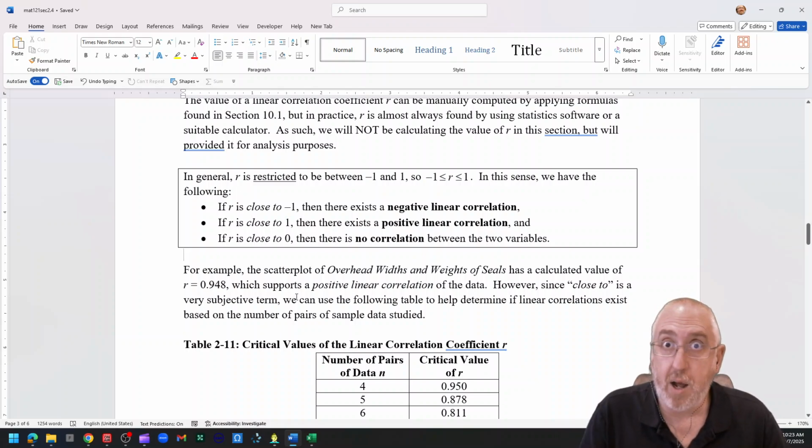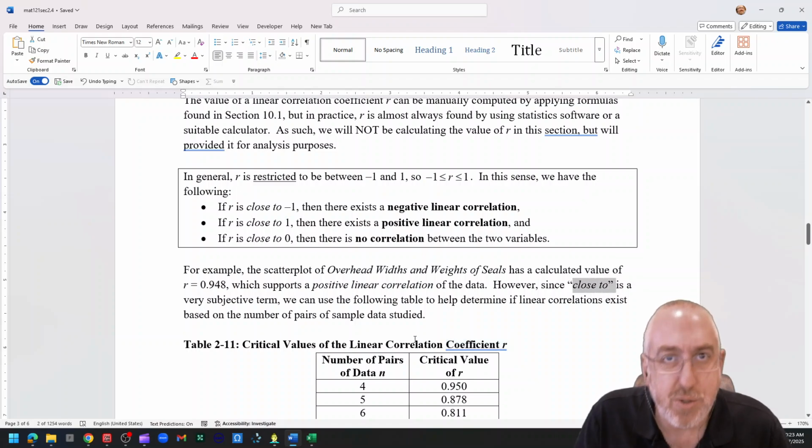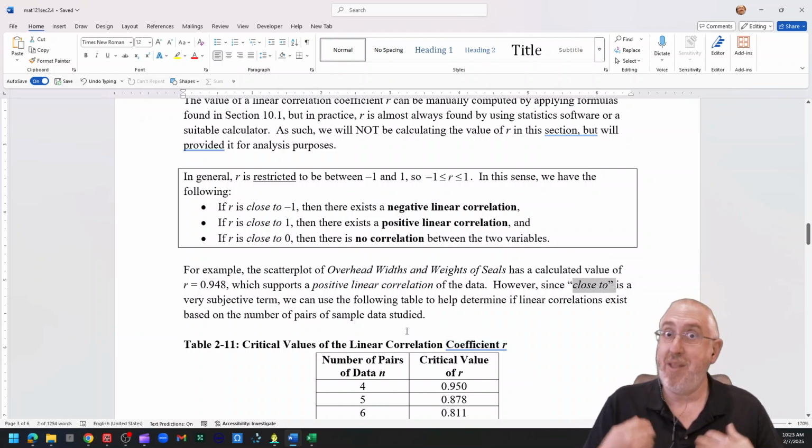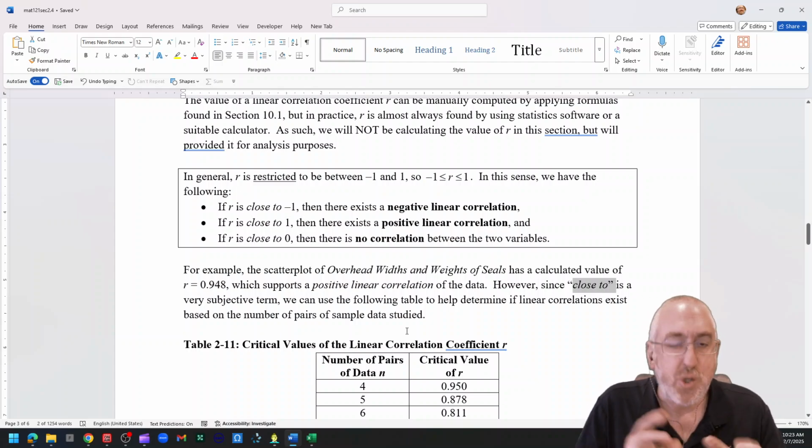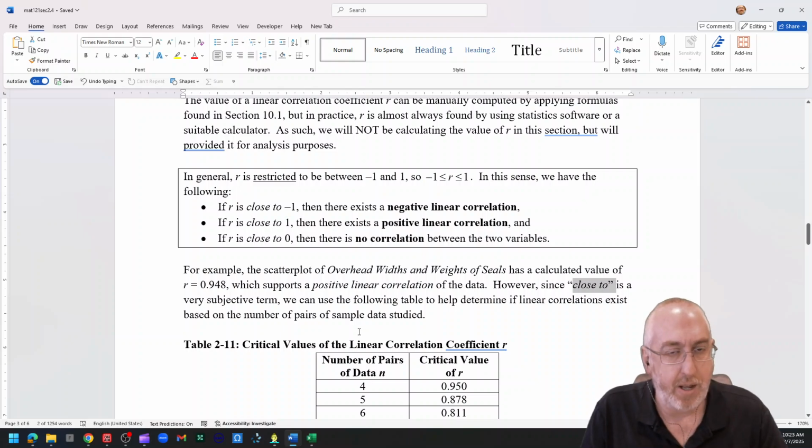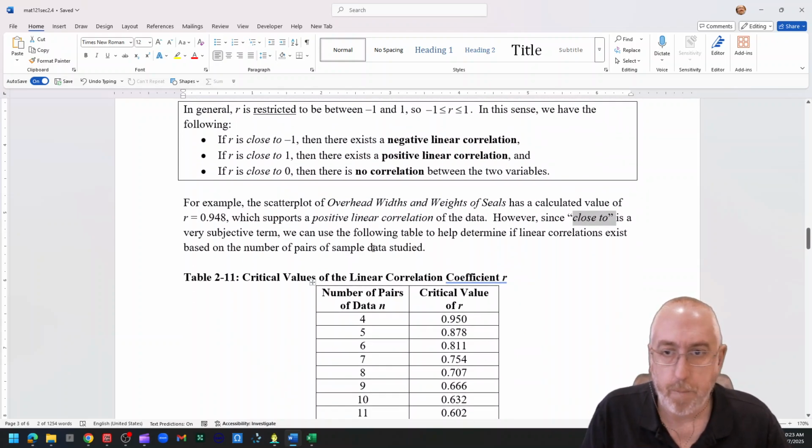So let's put that back on the previous problems. For example, the scatter plot of overhead widths and weights of seals has a calculated value of R equal to 0.948. That's pretty close to +1, so that does support our assumption that there was a positive linear correlation for that data. Now, the problem with this is the phrasing "close to." What does close to mean to you? It might mean something different than what it means to me. So we need to be a little bit more detailed, which we're going to get to as we go.